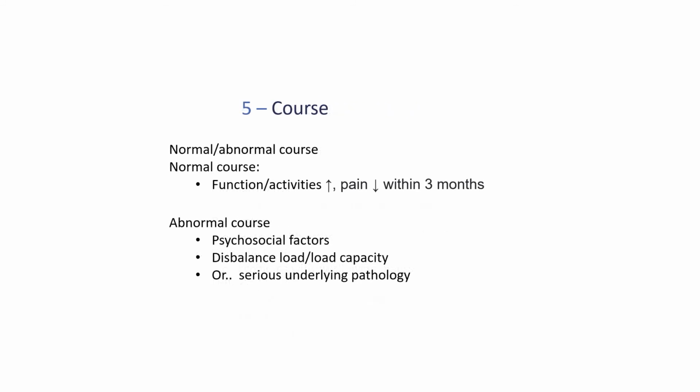5. Course. For this specific part, it is important to find an answer to the following question. Is the course that this patient is describing normal or abnormal? A normal course is described as a decrease in pain and an increase in function level and participation level within 3 months. If this is not the case, we are talking about an abnormal course.